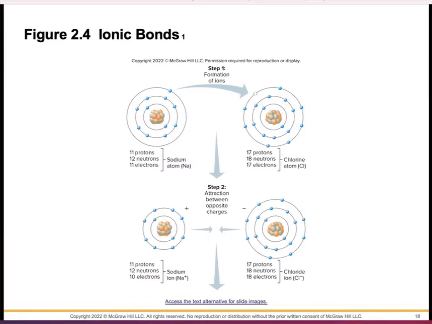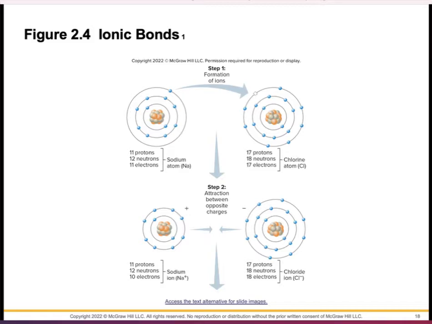So let's take a look at figure 2.4. Step 1 is the formation of ions. Sodium has 11 protons, 11 electrons, and 12 neutrons, while our chlorine atom has 17 protons, 17 electrons, and 18 neutrons. An electron on the outermost orbital of the sodium points to the outermost orbital of the chlorine atom, which brings us to step 2.